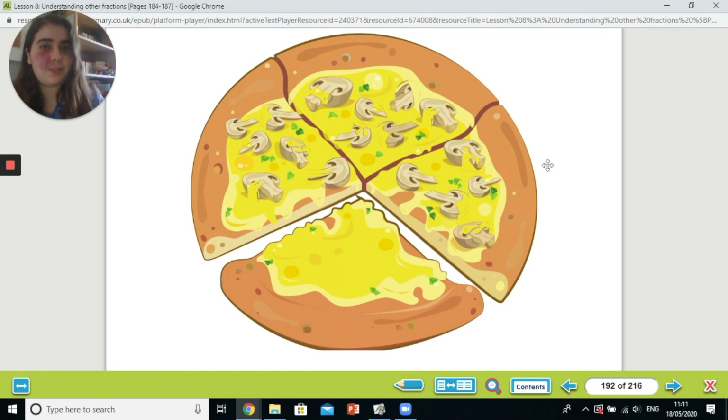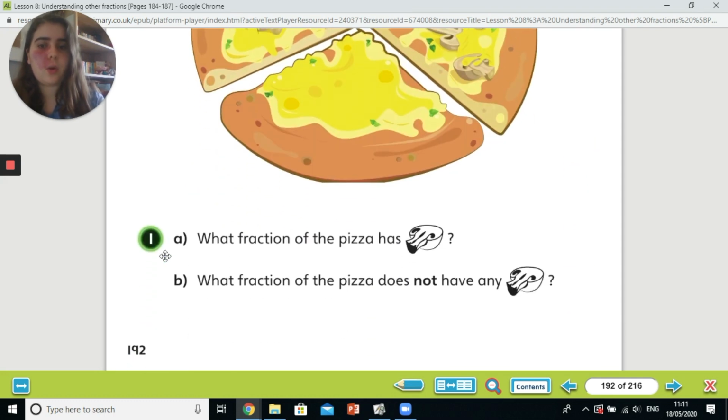So in this next part of the lesson, we're going to be looking at finding 3/4. So here we've got a picture of a pizza. Question 1a is asking us what fraction of the pizza has mushrooms, and 1b is asking us what fraction of the pizza does not have any mushrooms. Let's build and then draw this question to help us.